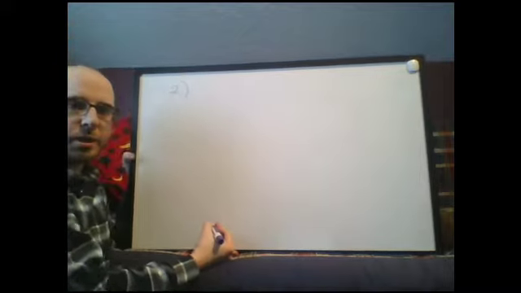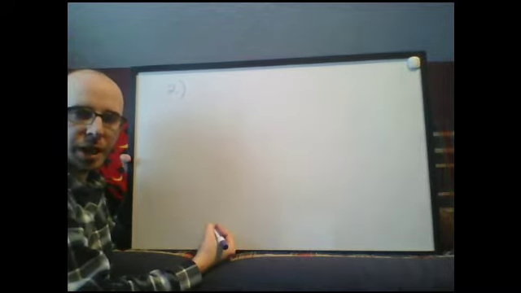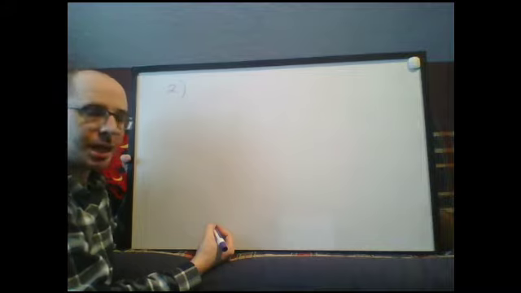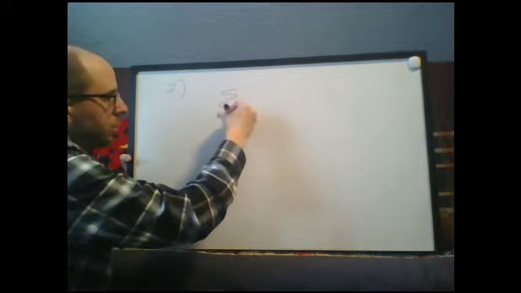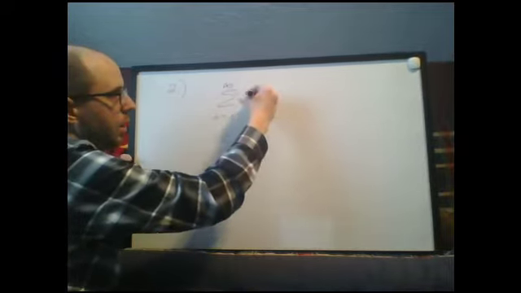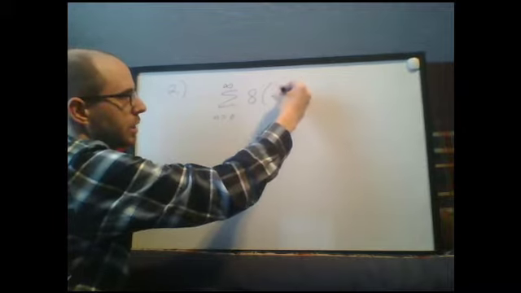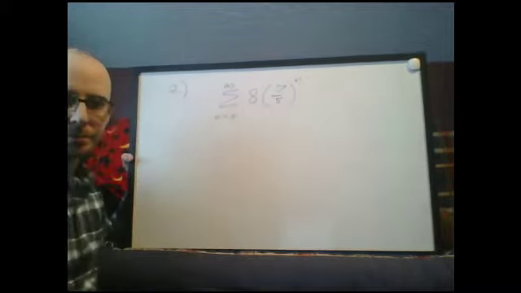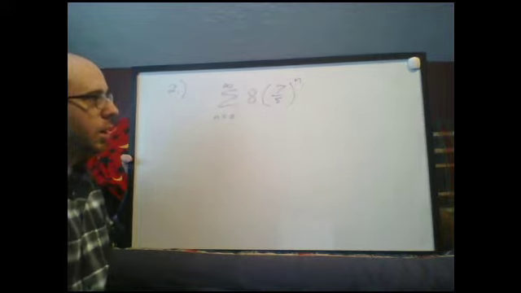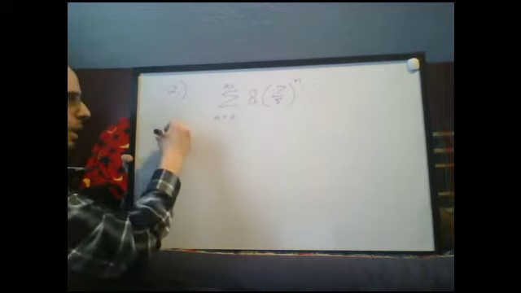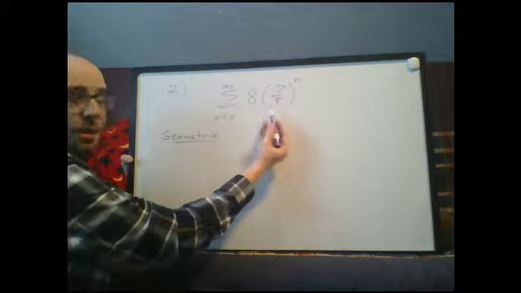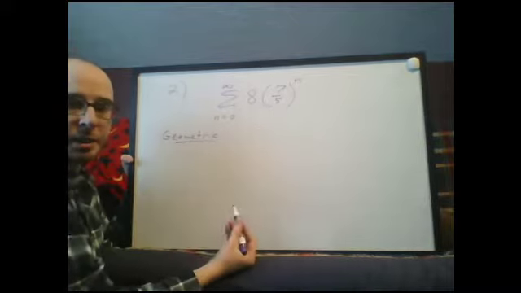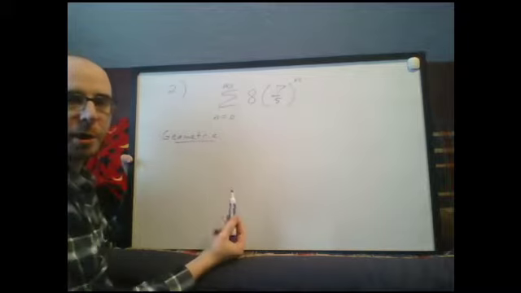Problem 2 is about determining whether each of the given series is convergent or divergent, and when it's convergent, we want to find its value. I've got 3 of them here. The first is the sum from n equals 0 to infinity of 8 times 7/5 to the n. First thing is, this is geometric because the sequence that we're adding up is basically an exponential function. It's got a number raised to the nth power.